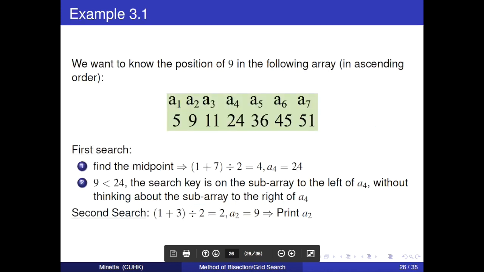Take an example. We want to know the position of 9 in the following array, and this array is arranged in ascending order. In the first search, we can find the midpoint by calculation. Here, 24. Because 9 is less than 24, the search key is in the subarray to the left of 24. And continue the second search. Similarly, find the midpoint 9. 9 is equal to 9, hence print A2.